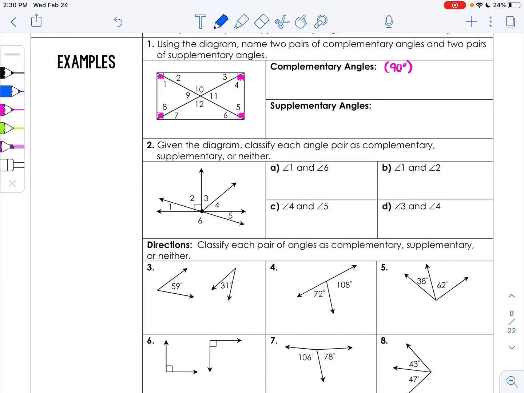First, I can pick angle 1 and angle 2. Angle 1 plus angle 2 equals 90 degrees. Another pair that I could pick to help model this would be angle 3 and angle 4. I could write angle 3 plus angle 4 equals 90. You write the other two.